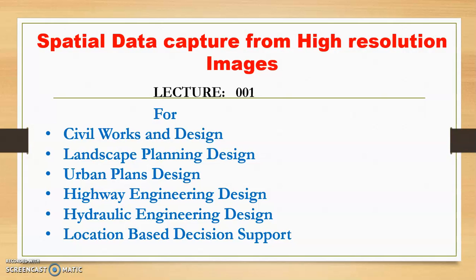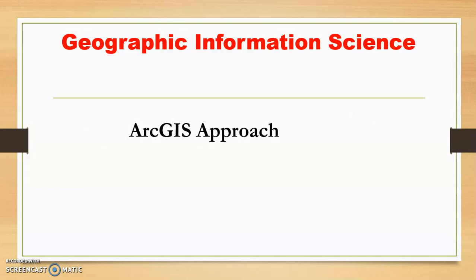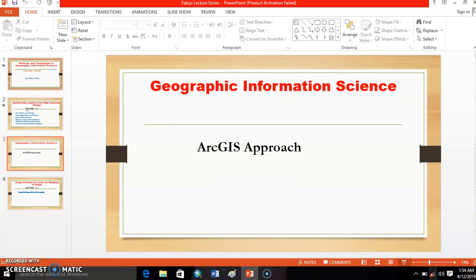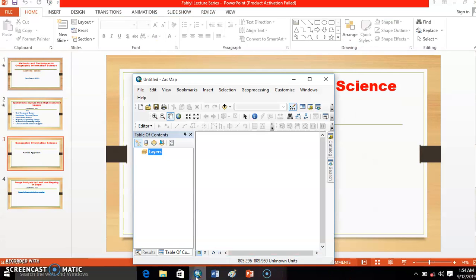So therefore, we can capture the data in different GIS software, but in this case, we are going to use ArcGIS. ArcGIS is a proprietary software that's produced by Environmental Systems Research Institute based in Redlands in the United States of America. We can also use different types of open source software like QGIS and some other ones. But today, in this lecture, we are going to look at the GIS approach to digitize or to do the data capture.